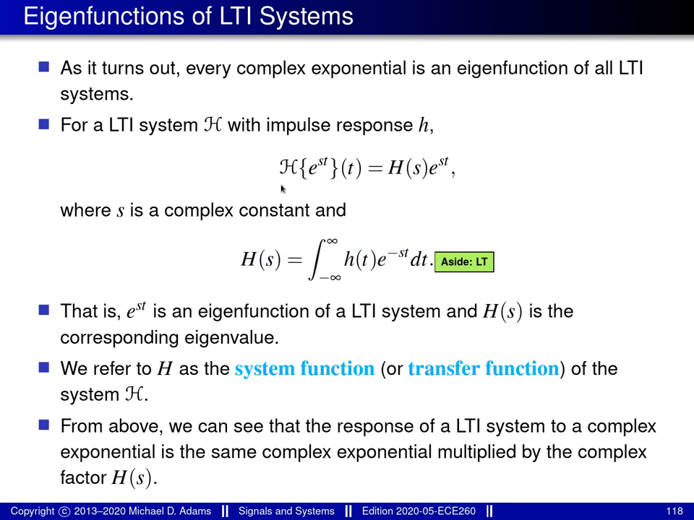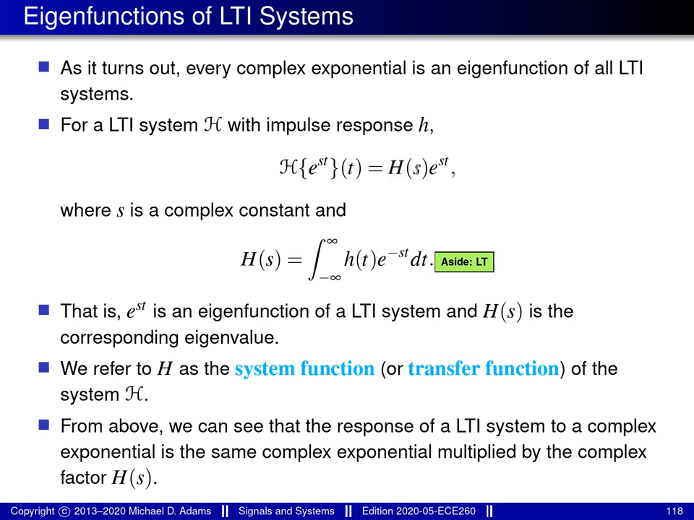Now let's look at this relationship here and look in more detail at what it actually means. So here we have a function e to the st being put into the system script H as input, where s is a complex constant, so this is just a complex exponential function. And the output that we get is simply e to the st, in other words the same complex exponential function, multiplied by a constant that depends on s, where this constant is given by the function capital H.